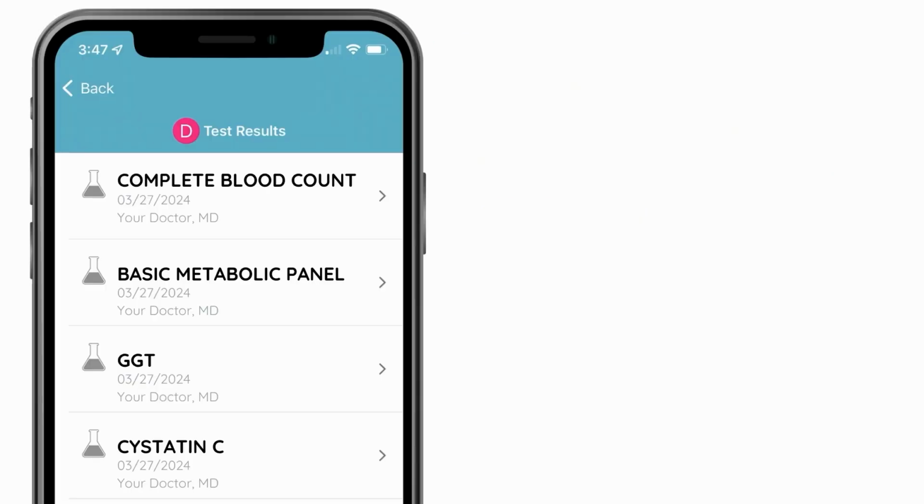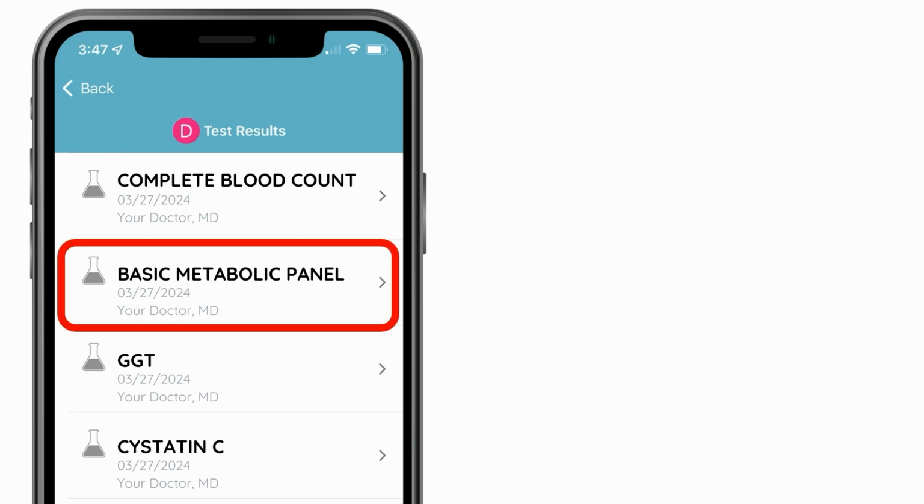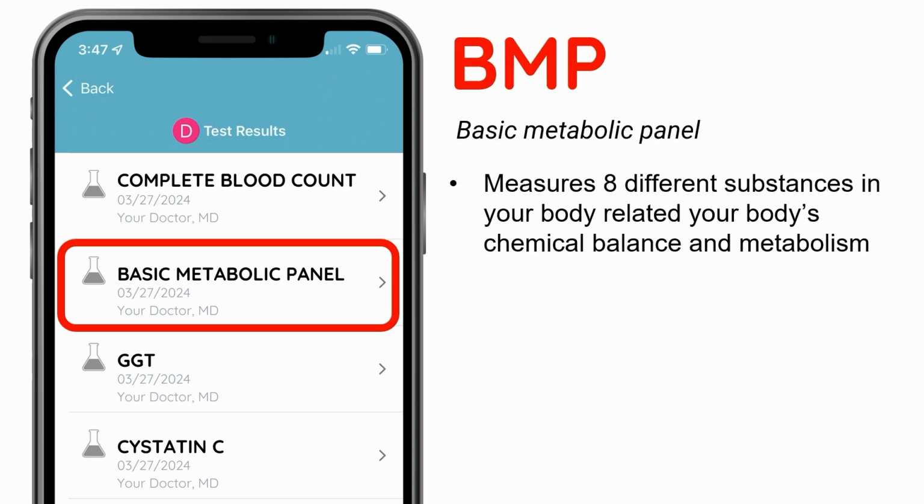All right, so we're going to head back to our EMR here. And next, we're going to move on to the basic metabolic panel, or BMP. So this measures 8 different substances in your body related to chemical balance, electrolytes, metabolism. This is often used as a common blood test, again, to look at overall health and screen and monitor for certain health conditions. But really, it's kind of giving us a marker of your general nutritional status as well.